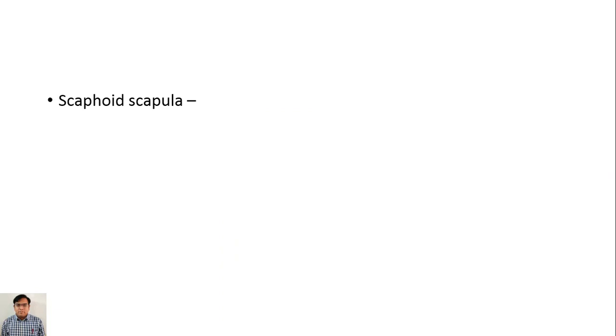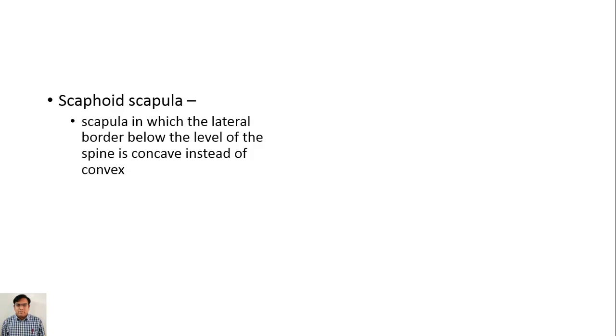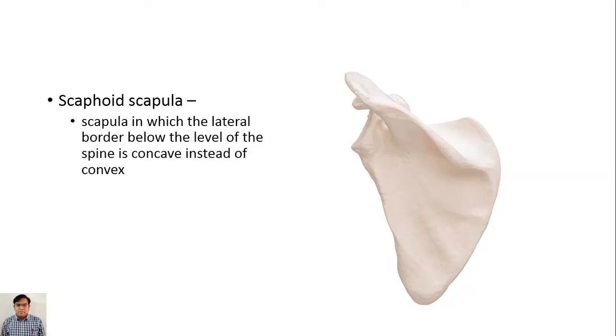Now the scaphoid scapula, in which the lateral border of the scapula below the level of the spine is concave instead of convex. This is the normal scapula where the lateral border is convex. In the case of scaphoid scapula, it becomes concave like this.